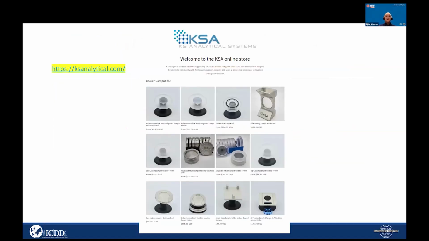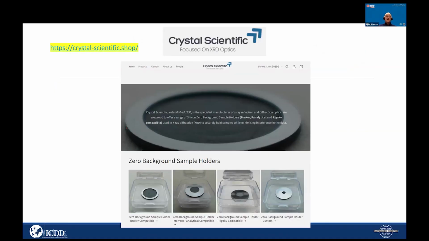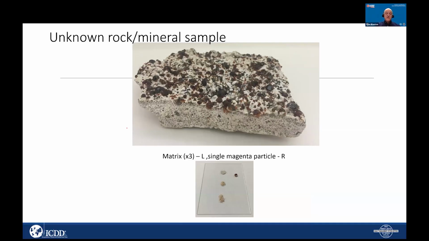Other suppliers include KSA. They're based in the United States, and they will make holders specific for your instrument. Another group, Crystal Scientific in the UK, also will make holders specific for your instrument. So there are some sources that you can get these zero background plates. Plus, typically your instrument manufacturer can also supply them as well. Another advantage of using the silicon plates or the zero background holders is sometimes you have very small sample and you don't have enough to pack into your holder.